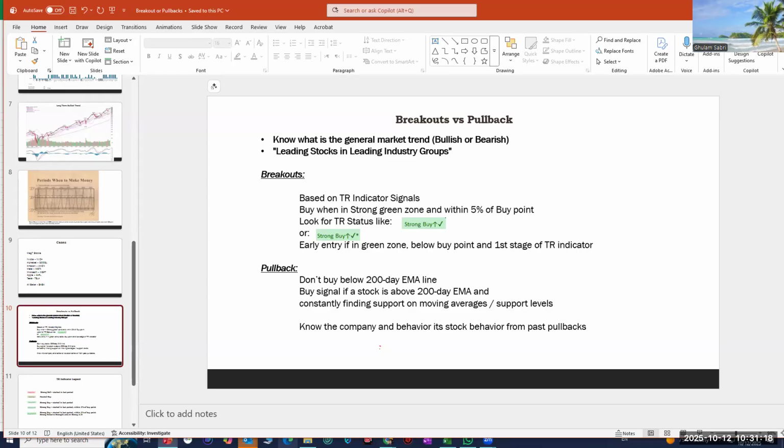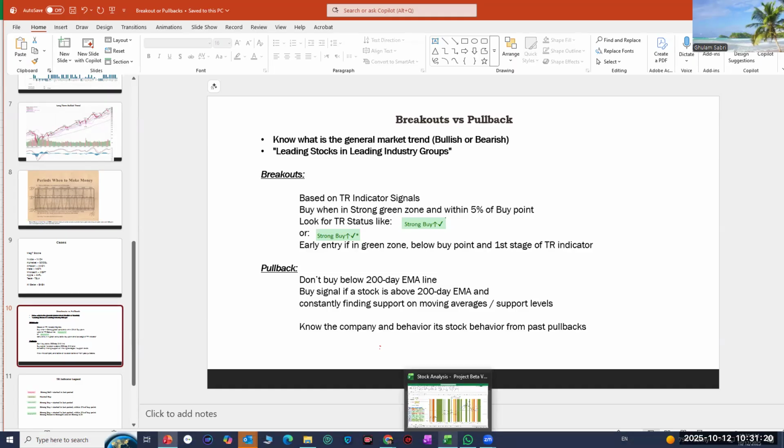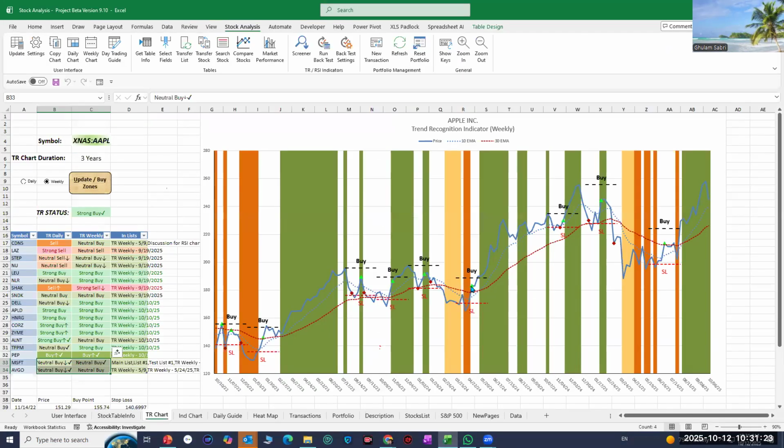Breakouts means that the stock is here and is breaking out from this buy point. The stock was here and was breaking out from this buy point. When it happens, then we come across large winners.